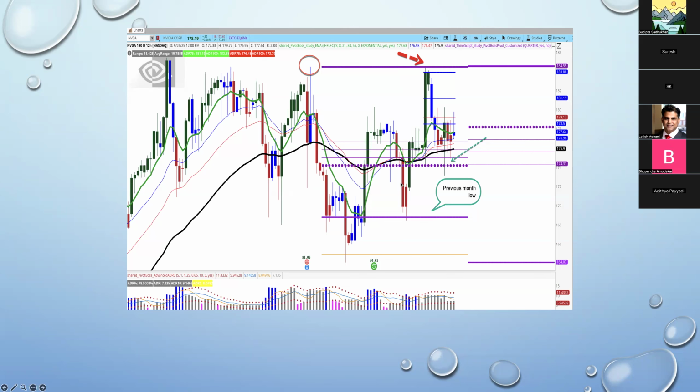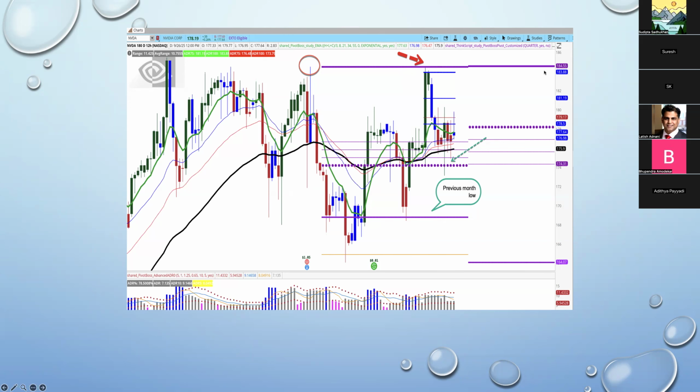My objective is to show you the importance of these levels. This is the previous month low, with clear rejections, and a move towards the previous month close. From there it made a sharp move towards the previous month high. This is the previous month high, and it was exactly rejected at the previous month high. So that is the importance of these levels.